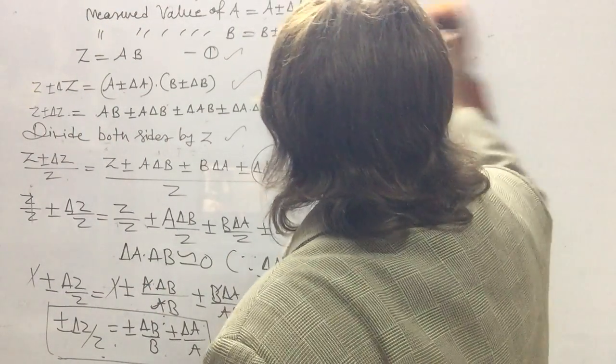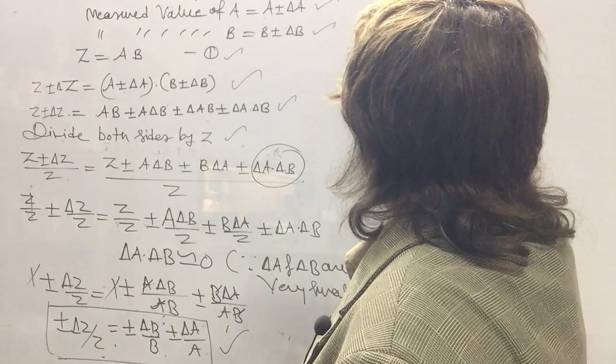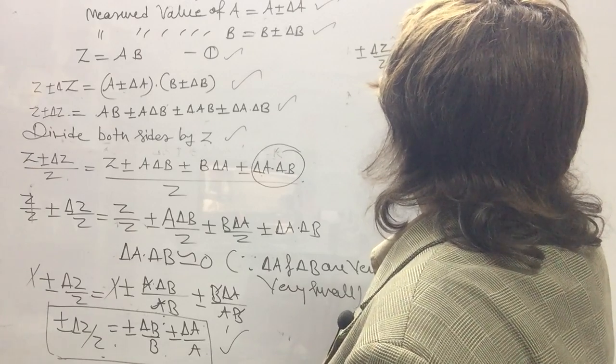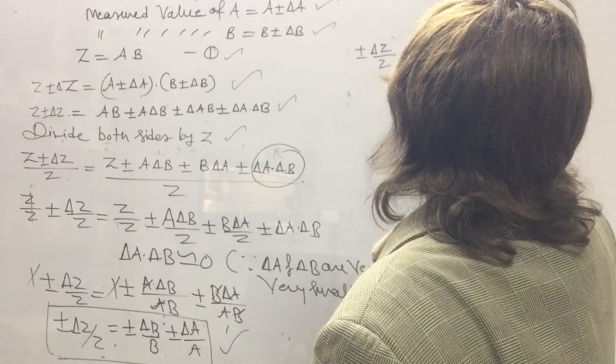ये जो रिजल्ट आपके पास आया स्टूडेंट्स, मतलब ये आया: plus minus delta Z upon Z, plus minus delta A upon A, plus minus delta B upon B.